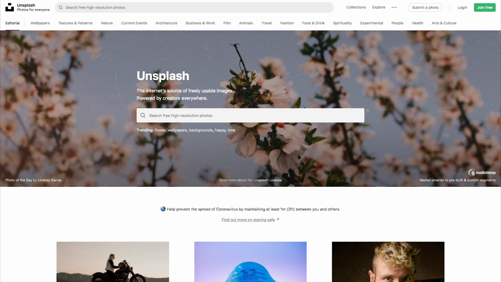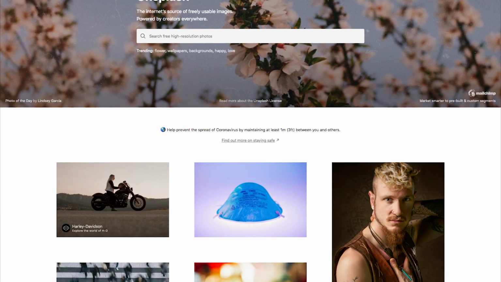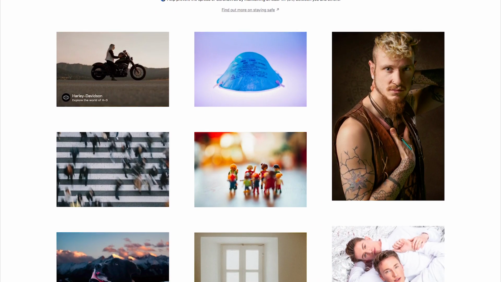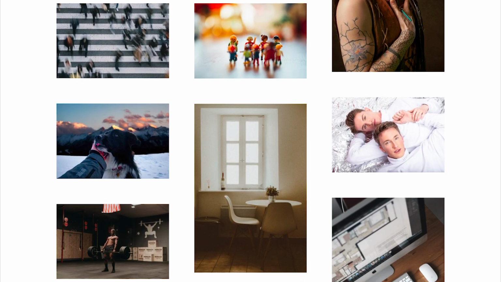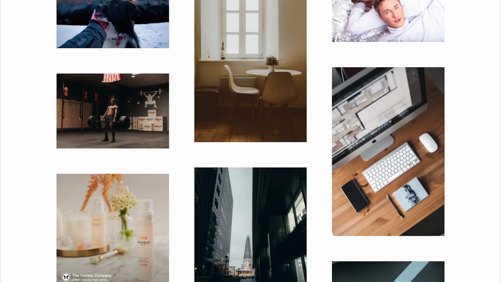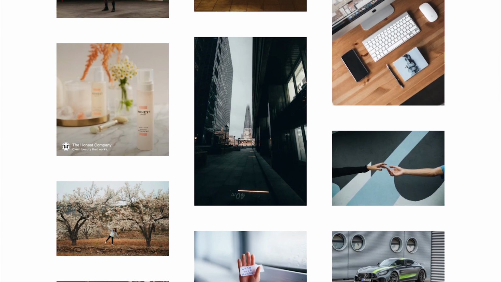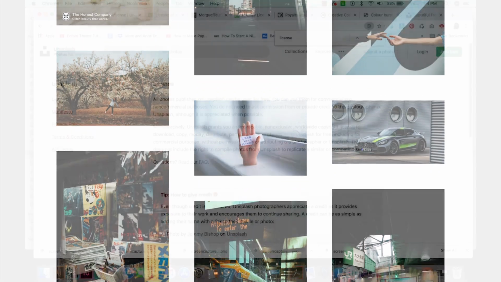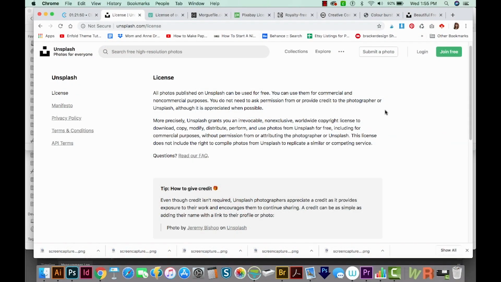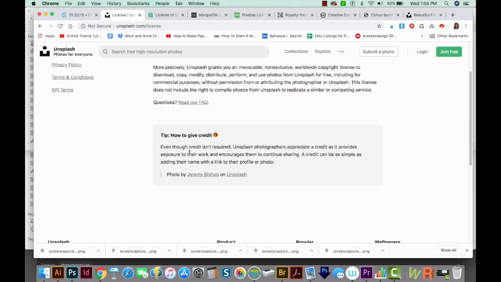The first photo site is Unsplash. So I'm going to go to unsplash.com, and as we scroll down, you can see a lot of really high quality images. Most of these look really professional and usable in projects, at least for me. Alright, so let's take a look at the Unsplash license. The Unsplash license says you can use these for commercial and non-commercial use. You do not have to ask permission, and you can pretty much change the file however you want. And then there's a note down here that says credit isn't required, but the photographers get exposure to their work, so basically do it if you can.